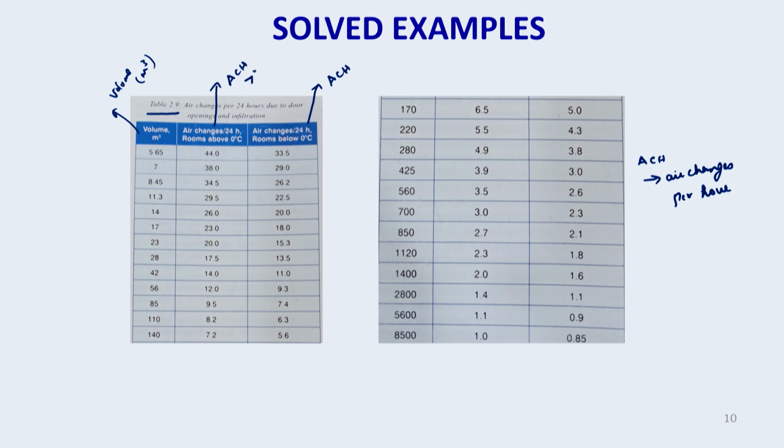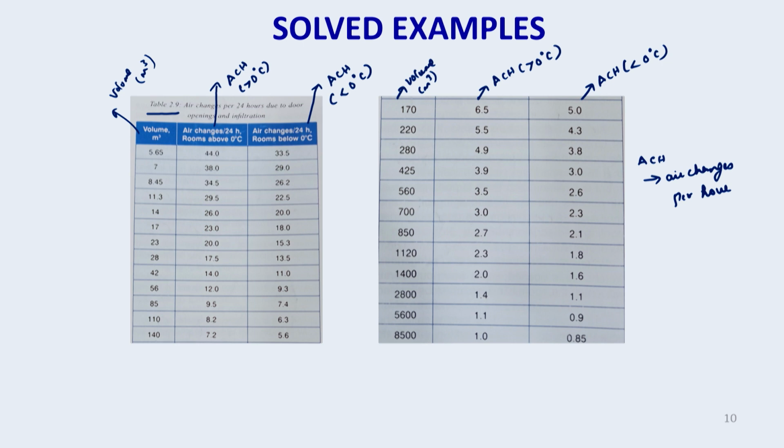This is for above 0 degree centigrade, and this is for less than 0 degree centigrade. Since the table is too long, I have split it into two tables. This is according to the volume. This is air changes per hour for greater than 0 degree centigrade, and this is air changes per hour for less than 0 degree centigrade, and this is volume in meter cube.